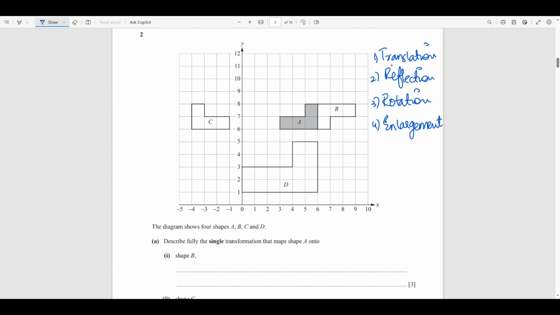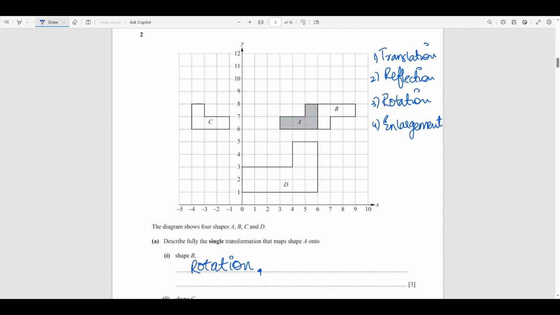So B is definitely rotation. It's not enlargement because it's the same size. It's not reflection. It's not translation, which means definitely it's rotation. This is 3 marks, which means there are three pointers to be written. So rotation, if you could not understand anything else, just rotation, you will still get 1 mark, right? So rotation for 1 mark, and then we need to see what degrees of rotation and what's the center of rotation.